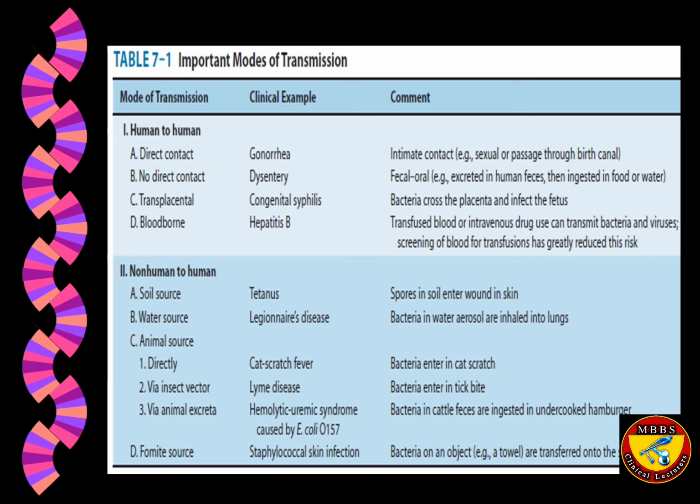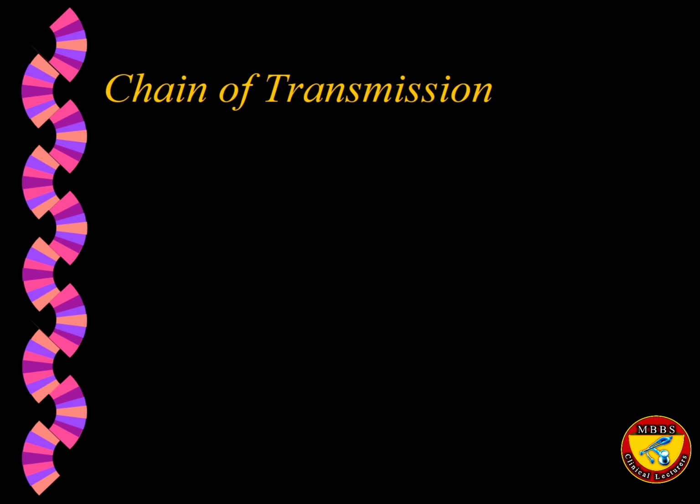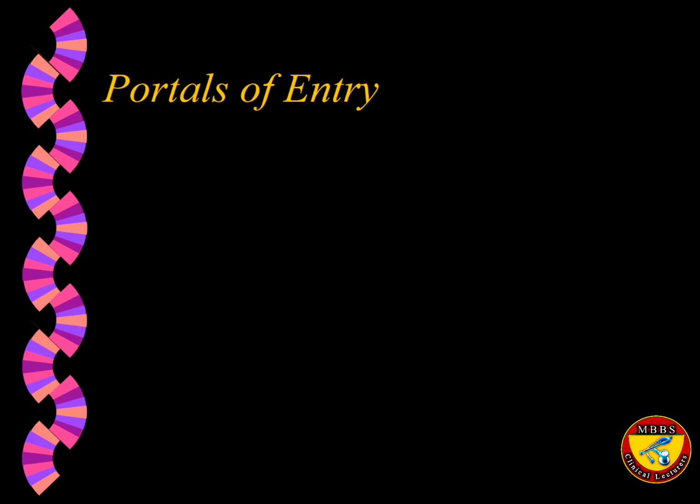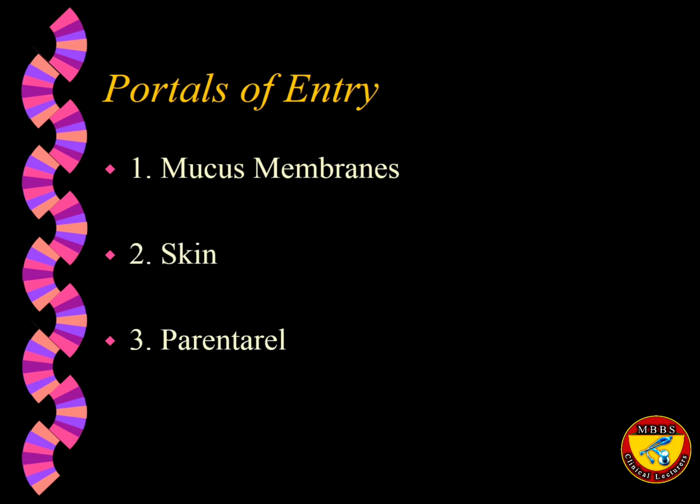So these are the important modes of transmission. And there is a chain of transmission. How these bacteria enter the portal of entry, whether it's any portal, respiratory tract or GIT tract, and conjunctiva or skin, then they penetrate the host defenses and then ultimately lead to damage to the host cells, or by causing cytopathic effect in cases of certain bacteria. Now, the portals of entry mainly are mucous membrane, skin, and parenteral.